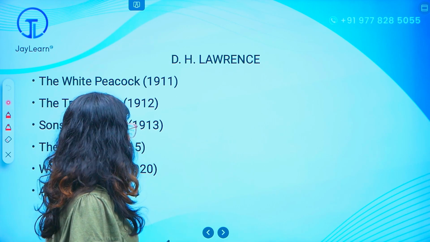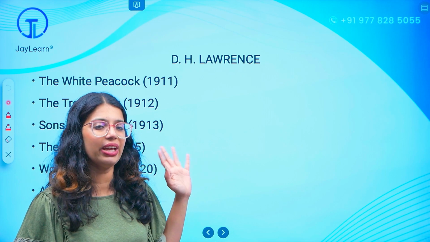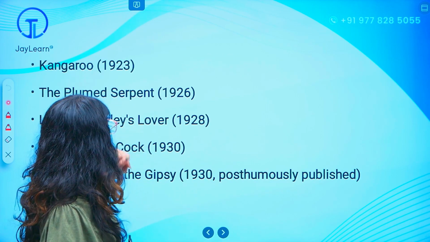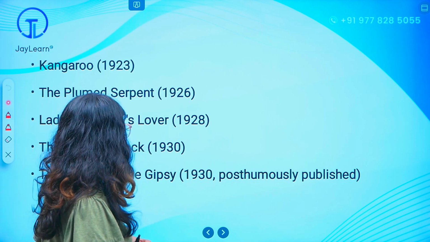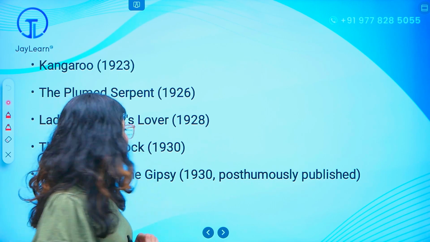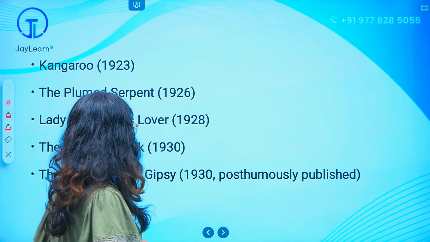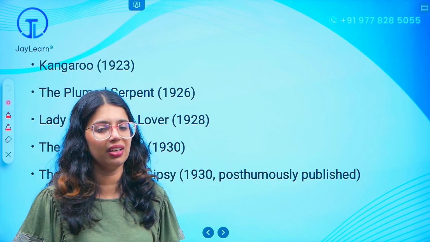Ursula Brangwen. Women in Love is a sequel to The Rainbow, published in 1920. Aaron's Rod, 1922. Kangaroo, 1923. The Plumed Serpent, 1926. Lady Chatterley's Lover, 1928. And The Escaped Cock, 1930. The Virgin and the Gypsy, 1930, posthumously published.